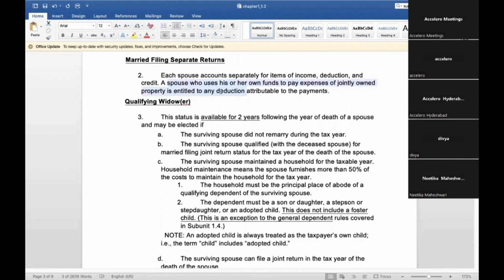So a spouse who uses his or her own funds to pay expenses of jointly owned property is entitled to any deduction attributable to the payments. So the person also has to use their own funds. They need to be able to prove that this is the fund they are using personally from their bank account, and that's why they're claiming the deduction. And this all becomes important only when they're going for married filing separate returns. When they're filing jointly, it doesn't matter who is paying how much for what expense, because it's all considered to be one account.